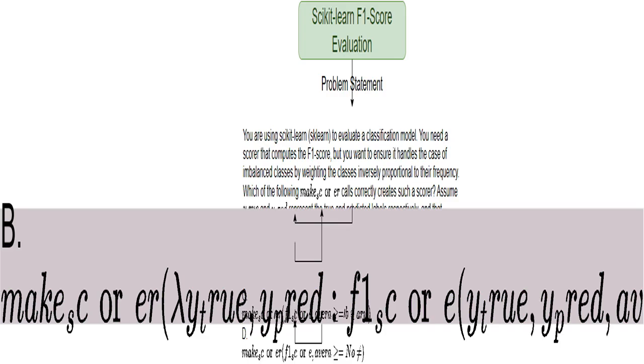This option accomplishes the same task as option A but uses a lambda function to wrap the f1_score call. It's functionally equivalent, although perhaps a bit less concise. The lambda function is essentially an anonymous function that's created on the fly. It takes true and predicted labels as input and computes the weighted average F1 score.